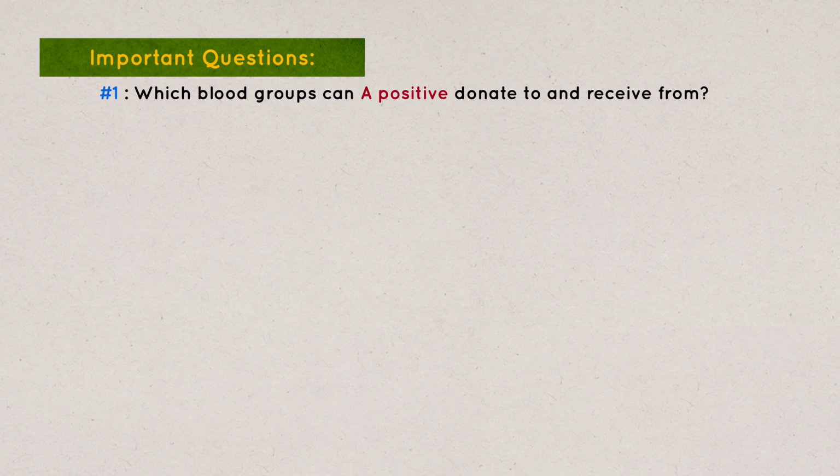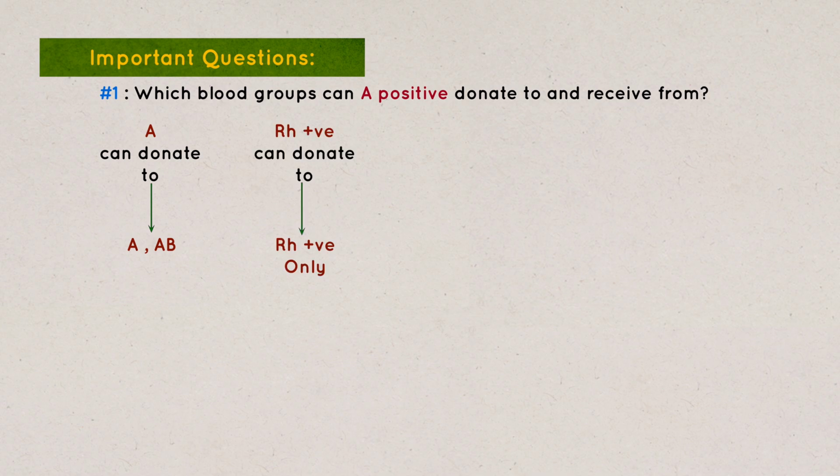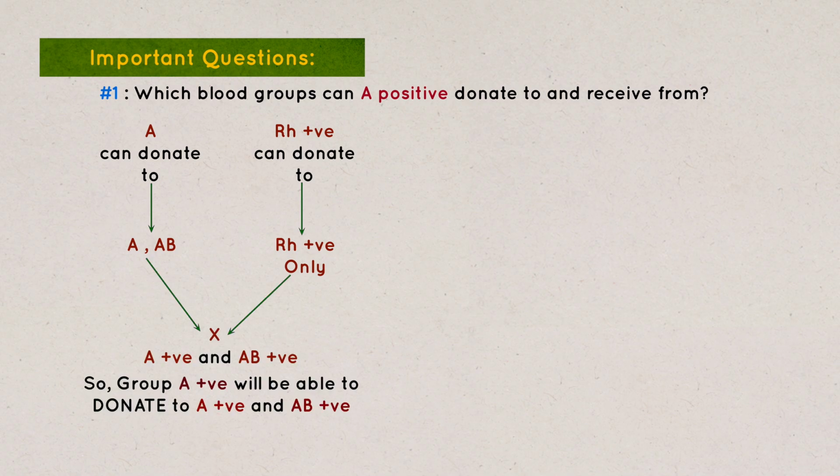Let's understand this with the help of some brain-tickling questions. This will be fun. Number 1, which blood groups can A positive donate to and receive from? We know that blood group A can donate blood to A and AB, whereas Rh positive can donate only to Rh positive. So group A positive will be able to donate to A positive and AB positive.